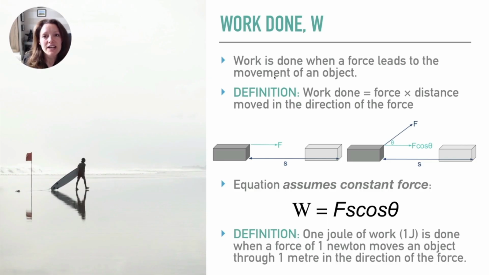Now, work done is measured in units of joules, and it is important that you remember the definition of a joule. And we've got it written below. 1 joule of work is done when a force of 1 Newton moves an object through 1 metre in the direction of the force. It's important that you memorise that definition. And actually, it's not that hard because you can just use the formula, force times distance, 1 Newton times 1 metre. It's not hard, okay?